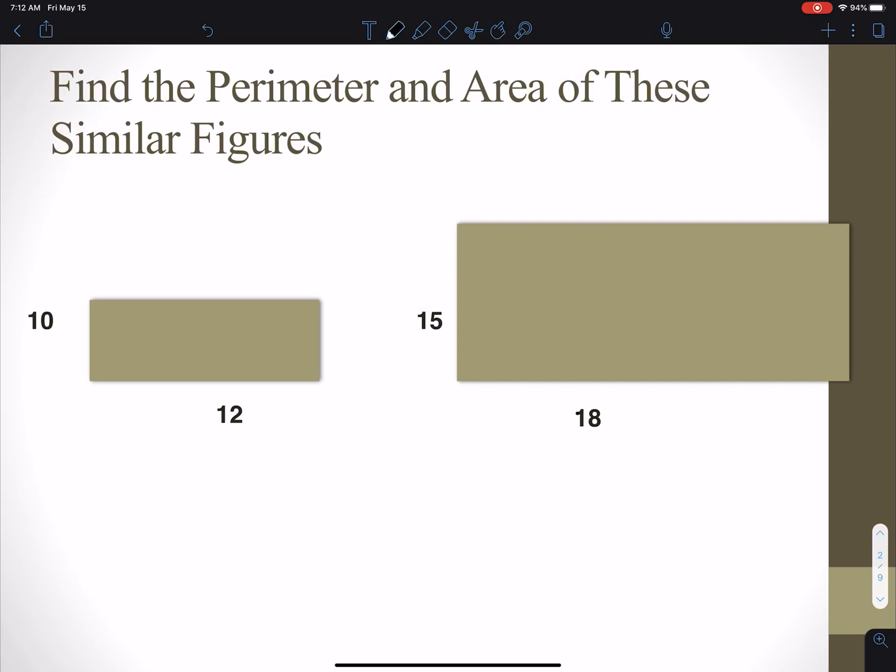Okay, so the perimeter of this smaller figure would be 10 plus 10 plus 12 plus 12. So that would be 44. I just added up all the sides. Perimeter of my big figure, you could do 15 times 2 plus 18 times 2, and that would be 66.